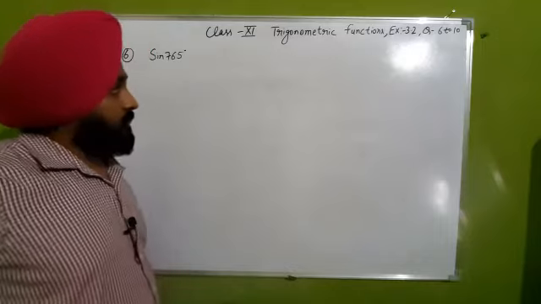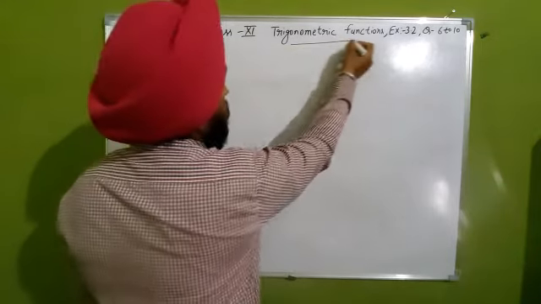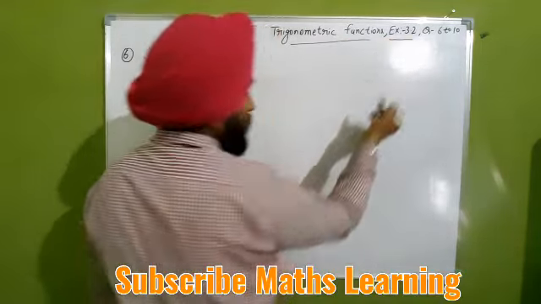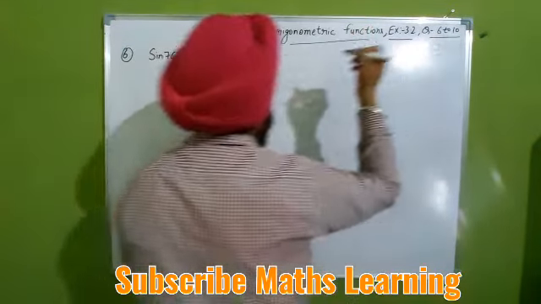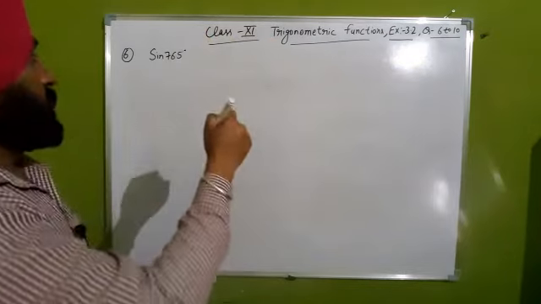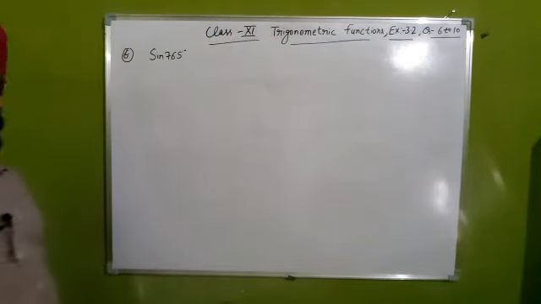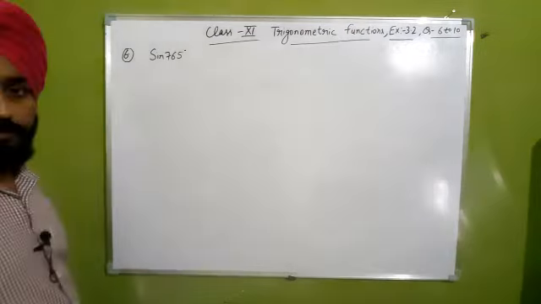Today's topic is chapter number 3, trigonometric functions, exercise 3.2, questions number 6 to 10, class plus 1. So question number 6 here is sine 765 degree. We have to find its value.